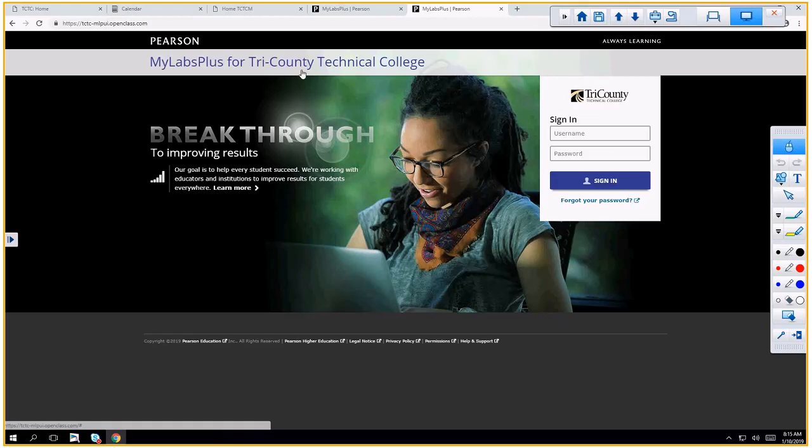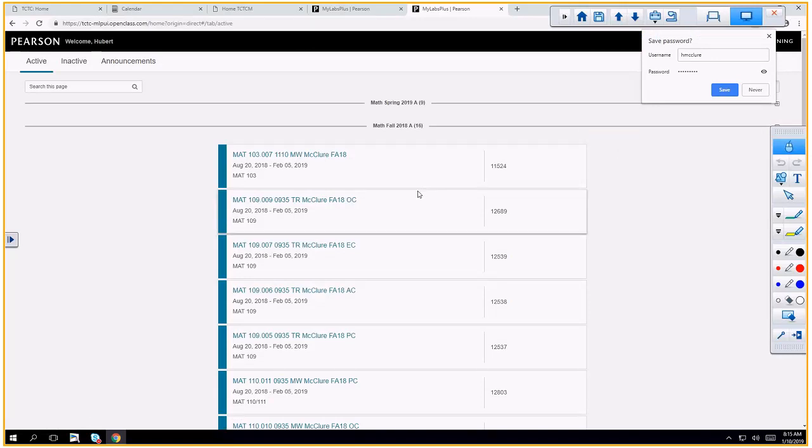Make sure it says Tri-County Technical College. If it does not say Tri-County Technical College, you're at the wrong place. And here's where you should type in your username. And then I'm going to type in my T number. And it'll take you to that same page. Okay? So there's 2 ways to get to MyLabs Plus. Capiche?